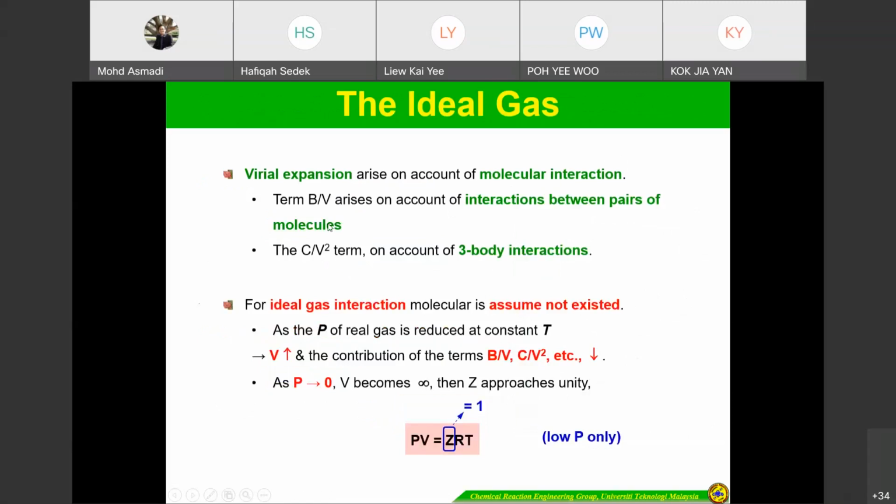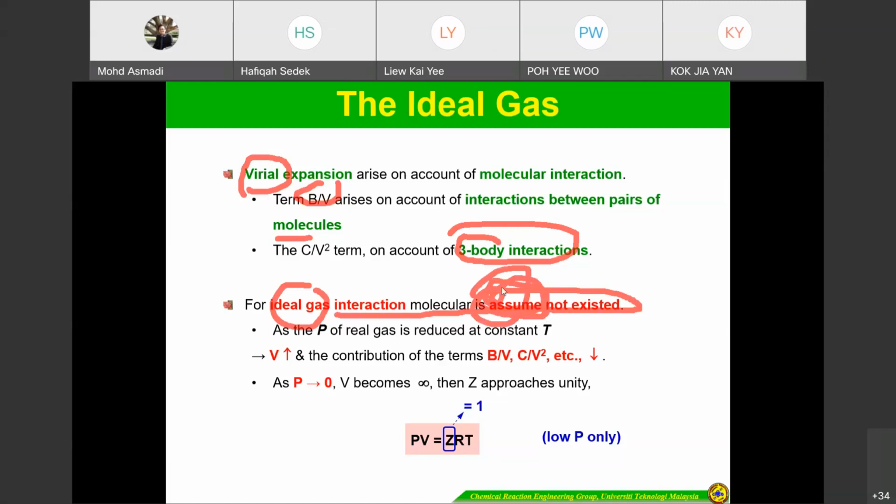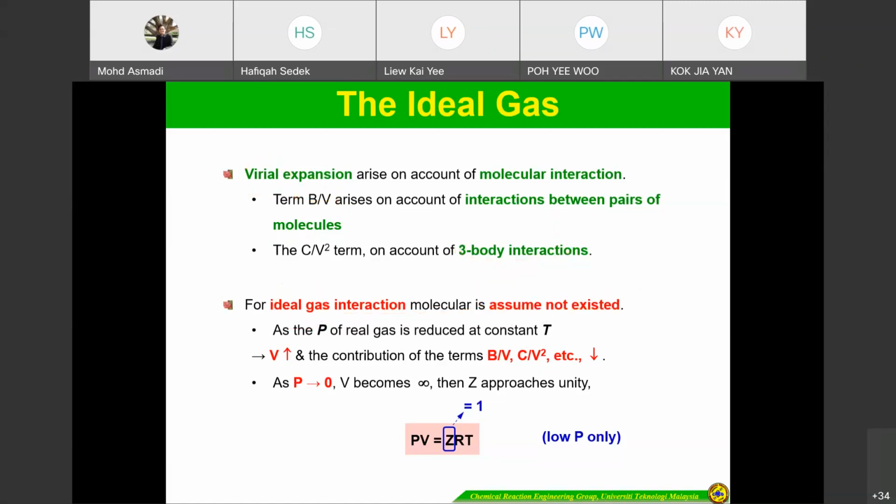The ideal gas. Okay, kalau you tengok sini, kenapa you guna virials compared to ideal gas, compared to the moderate and also high pressure lah. The term BV arises on account of the interaction between pairs of molecules. Kan, CV is three body interaction. Okay, so you kena ingat lah why we use virials instead of ideal gas. Ideal gas, you assume that the interaction does not exist, but it exists actually, but very small, it's not significant. Tapi kalau you consider under microscopic level, dia memang ada. Ya, faham ya?